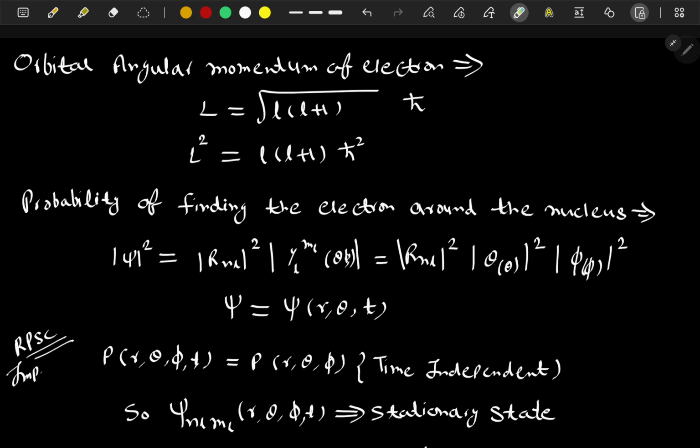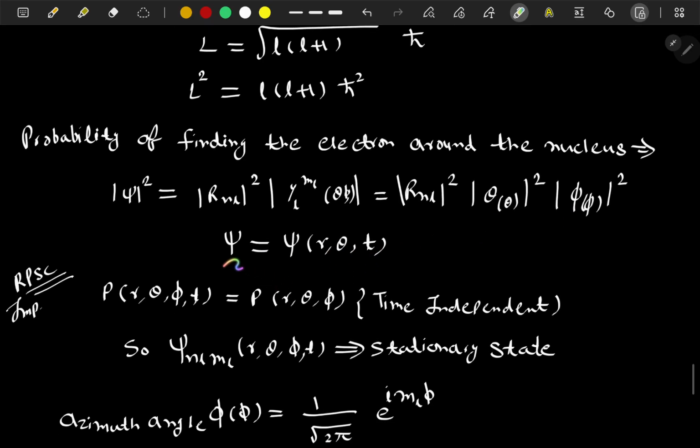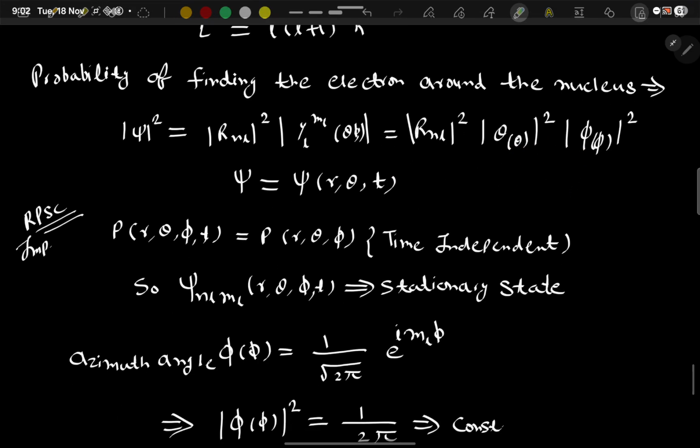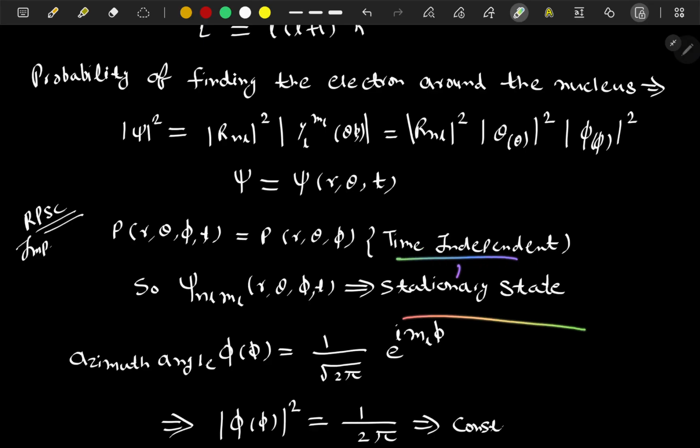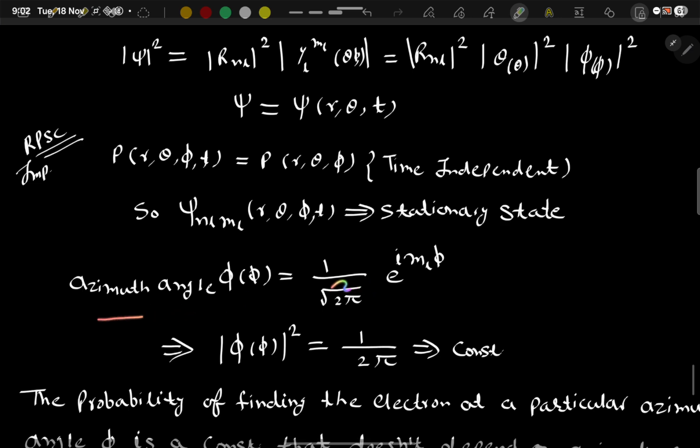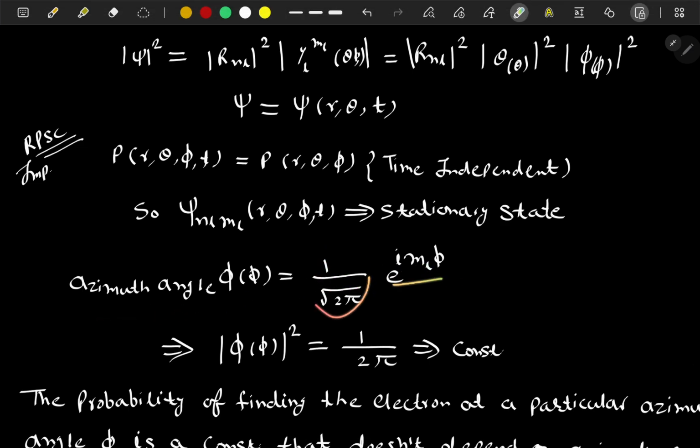Phi is the azimuthal angle. So by the variable separable method, psi of r theta phi, and the probability of finding the particle is not depending on the time t. So its probability is time independent; probability will not change with respect to time. So psi n l m_l we call a stationary orbit because of its nature of time independence. Now the azimuthal part is 1 upon root 2 pi e raised to the power i m_l phi. When we square it for probability density, we get 1 upon 2 pi, which is basically a constant.